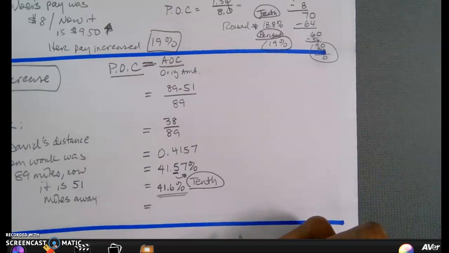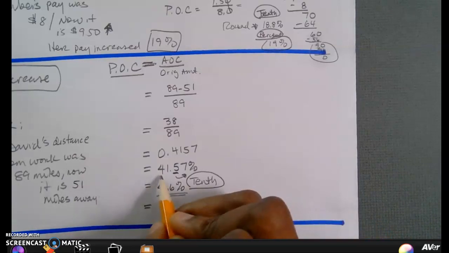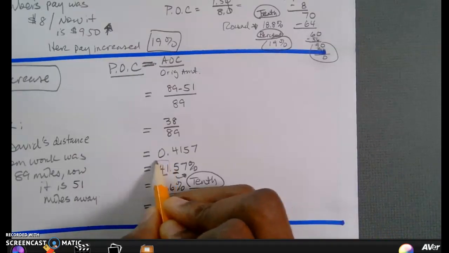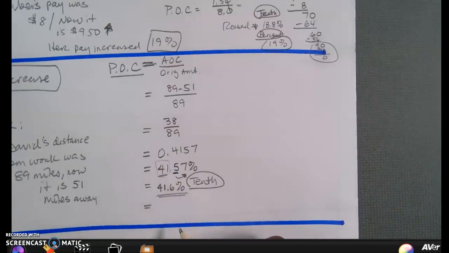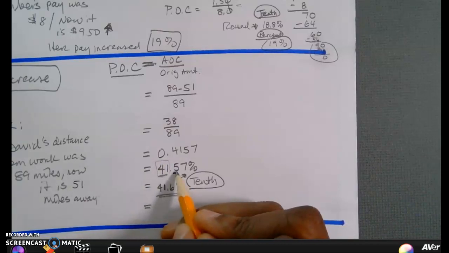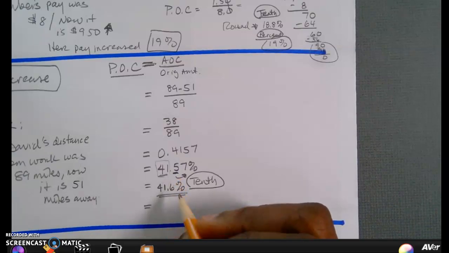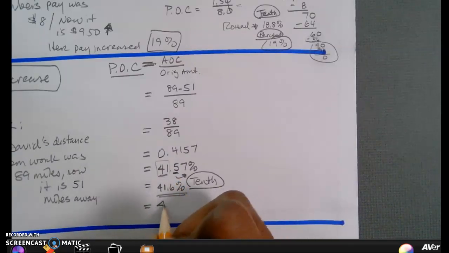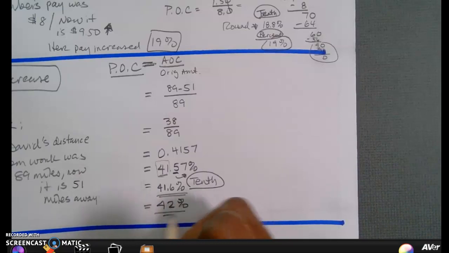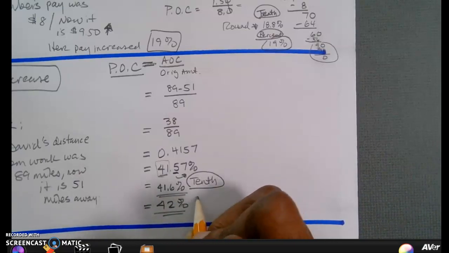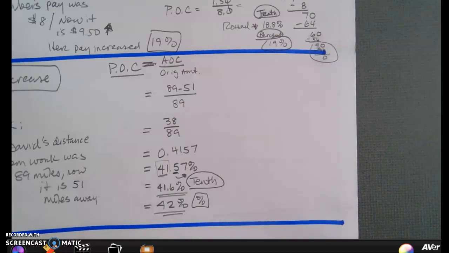But what if it asked me to round to the nearest percent? Again, I'm going to look at the number to the left of that decimal place. This number right next door will tell me what I do. 0 to 4, keep it as is. 5 to 9, I go up. So to the nearest percent, it would be 42%. Now that is dependent upon what the question asks.